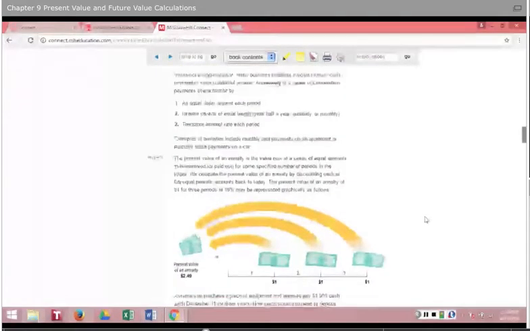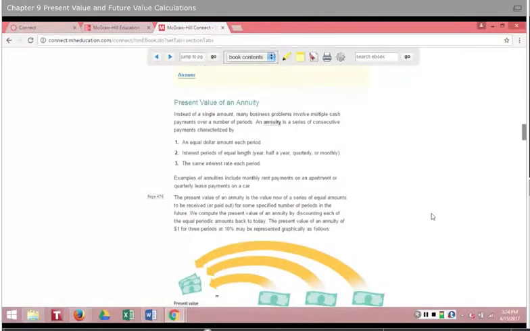When we have an annuity, it means there is a series of consecutive payments or deposits, and those payments or deposits have to be an equal amount each year in order to use the annuity table. And the interest periods have to be of equal length, so it has to be every year, or every 6 months, or every 3 months, or every month, and it has to be the same interest rate each period. But if these conditions exist, then we can use the annuity table instead of having to calculate the present value of each future amount and then summing it up.